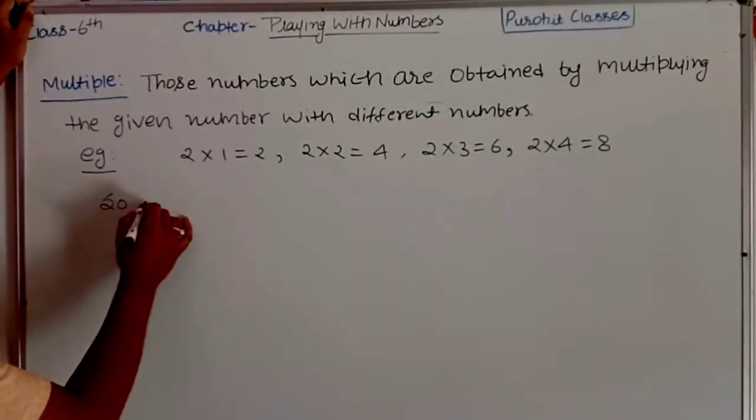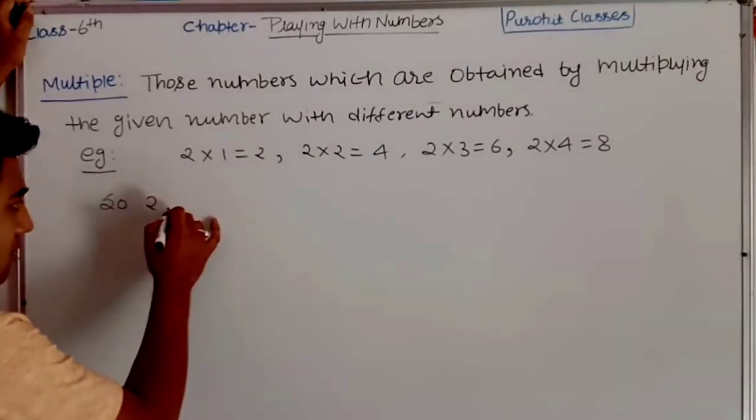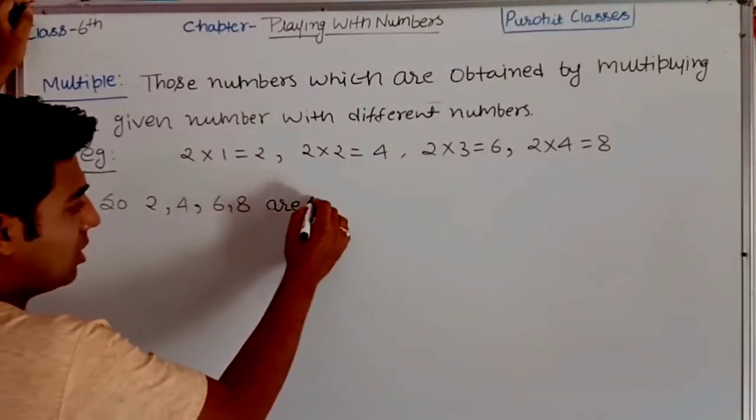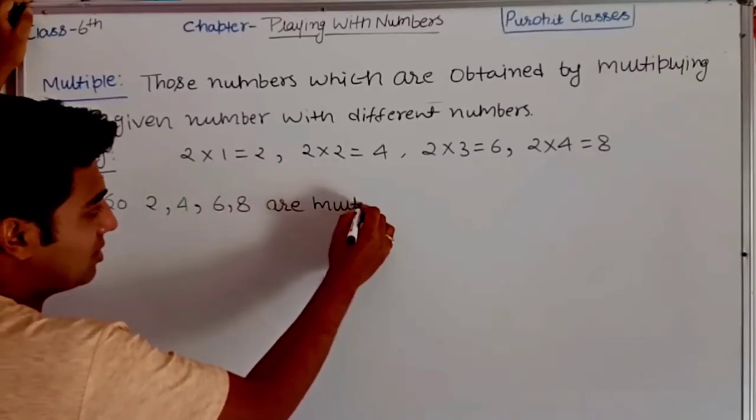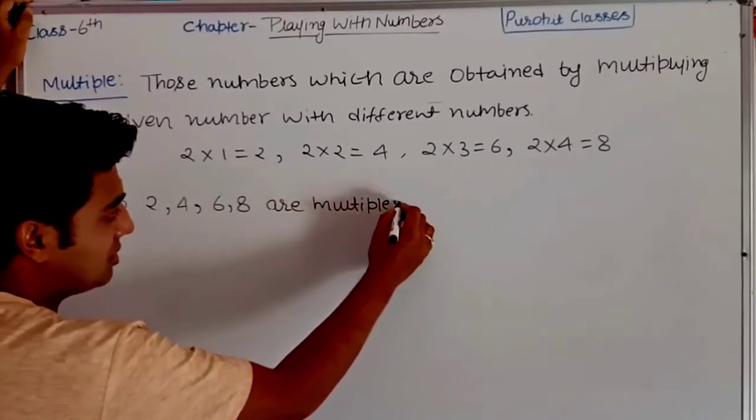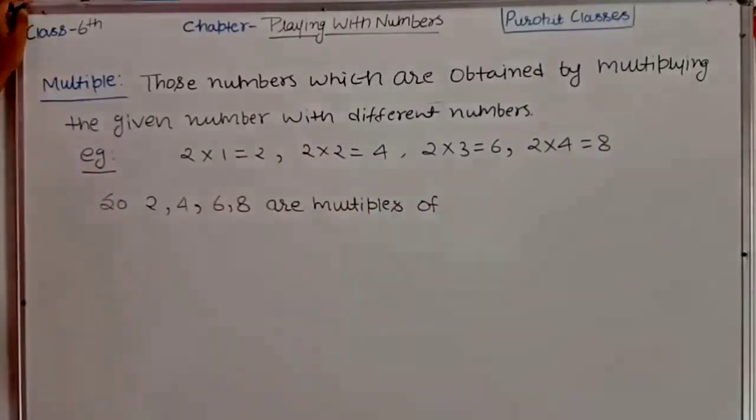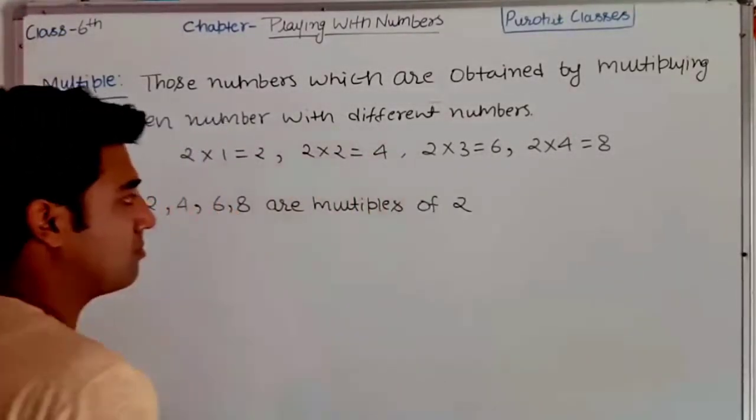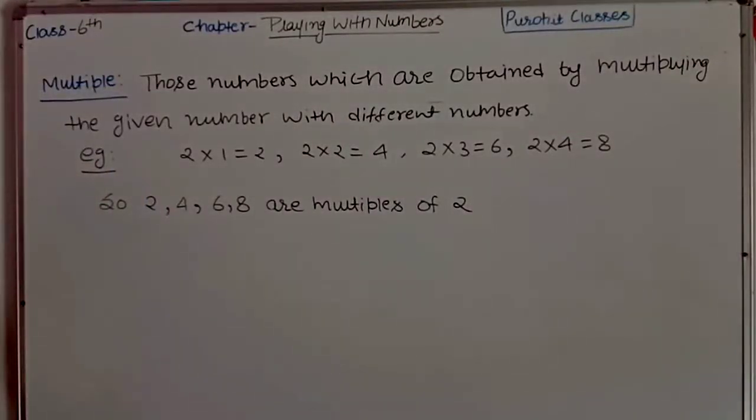So these 2, 4, 6, 8 are multiples of that number which we are repeating; we are obtaining these numbers by multiplying with 2, so they are multiples of 2. Understood? Okay.